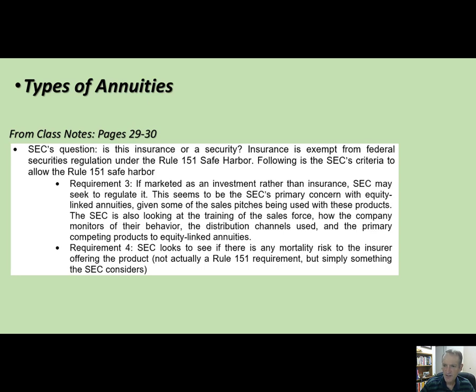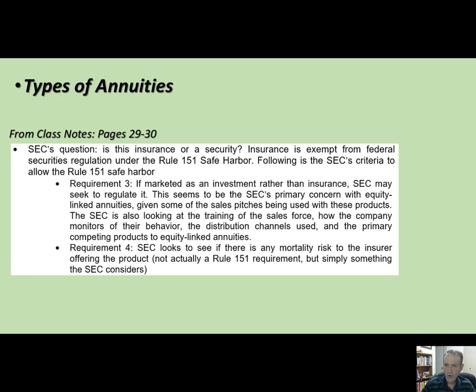So how are the sales pitches made? What's the training of the sales force? How does the company monitor their sales force? Remember, a lot of these products are sold by sales agents one-on-one, without any video recording going on, without anyone knowing what's going on. And there's some questionable ethical behavior going on. What distribution channels are used? Are they using traditional insurance distribution channels? Or are they using a channel that also sells a lot of variable products and investment products? What's the main competing product to equity annuities? It probably is variable annuities. And so from that standpoint, since variable annuities are regulated, equity annuities probably should be regulated.